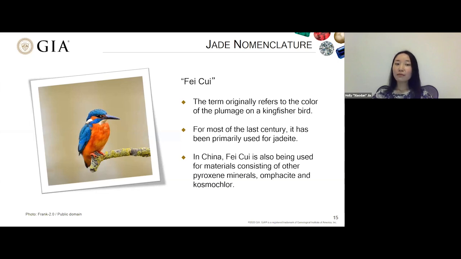For a very long period of time, fei cui has been used primarily for jadeite jade, until people started to realize that some of the so-called fei cui actually consist of other types of pyroxene minerals. So nowadays, the definition of fei cui has been broadened to also include rocks consisting primarily of omphacite or kosmochlor. However, this term hasn't really been widely used outside China.